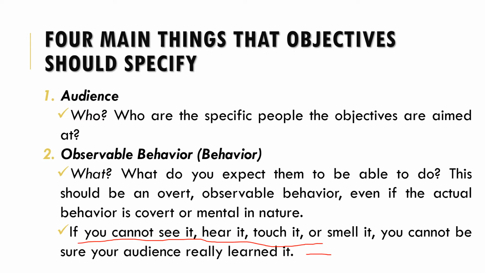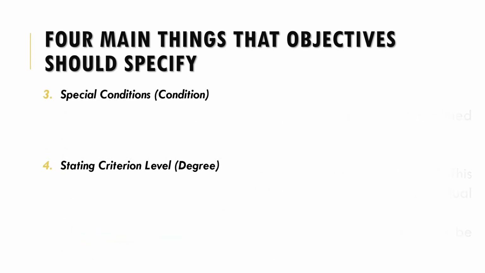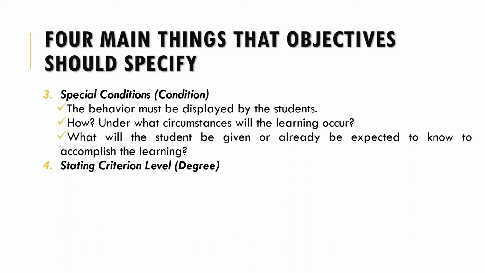Tangible. Okay. Next we have is the special conditions. So that is your letter C, no? Condition. The behavior must be displayed by the students. So that is our special condition. So it should be displayed by the students and not by any other people. How? Under what circumstances will the learning occur? And what will the student be given or already be expected to know to accomplish the learning? So ito yung mga conditions. Ano yung mga gagawin ng mga estudyante?